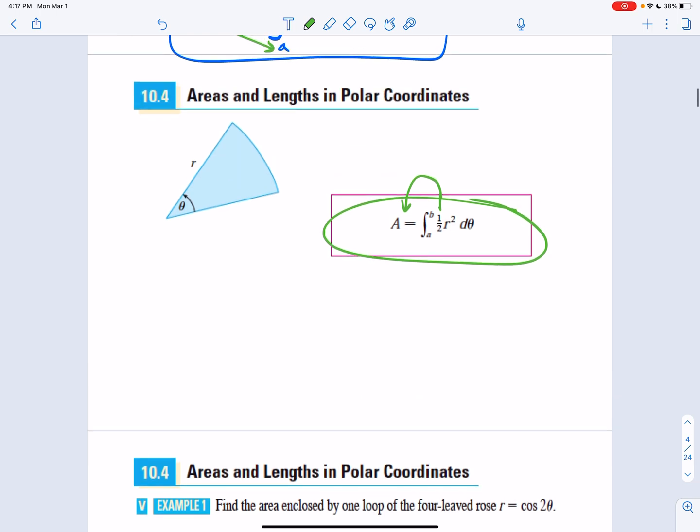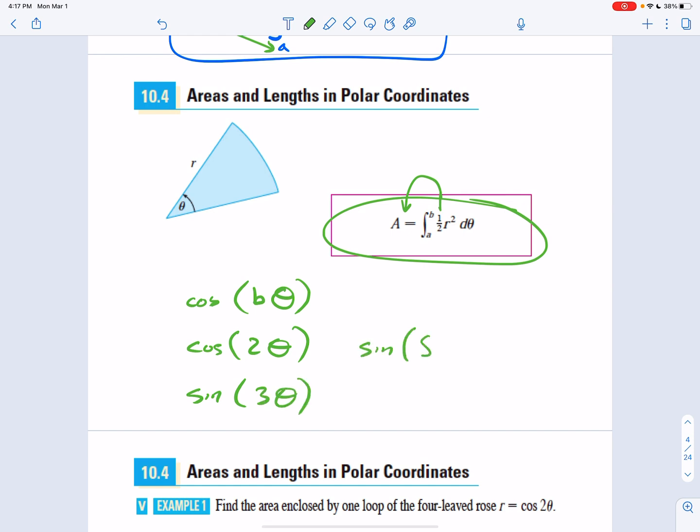Okay, so there's a rule with Rose curves. A Rose curve is basically when you have sine or cosine of something theta. So for instance, cosine of 2 theta is a Rose curve. Sine of 3 theta is a Rose curve. Sine of 8 theta is a Rose curve. So anything that has just sine or cosine of some multiple of your theta, you're going to get some type of Rose curve. And I'll skim through this real quick just so you can see.